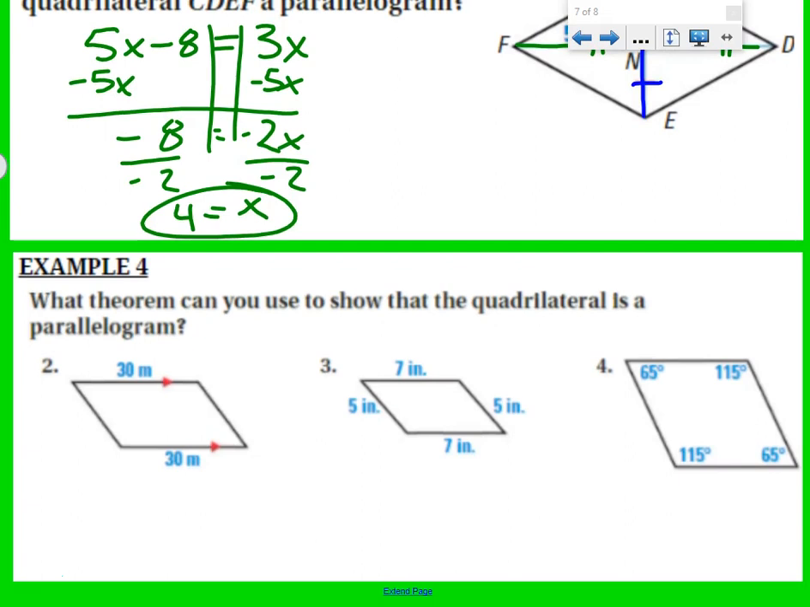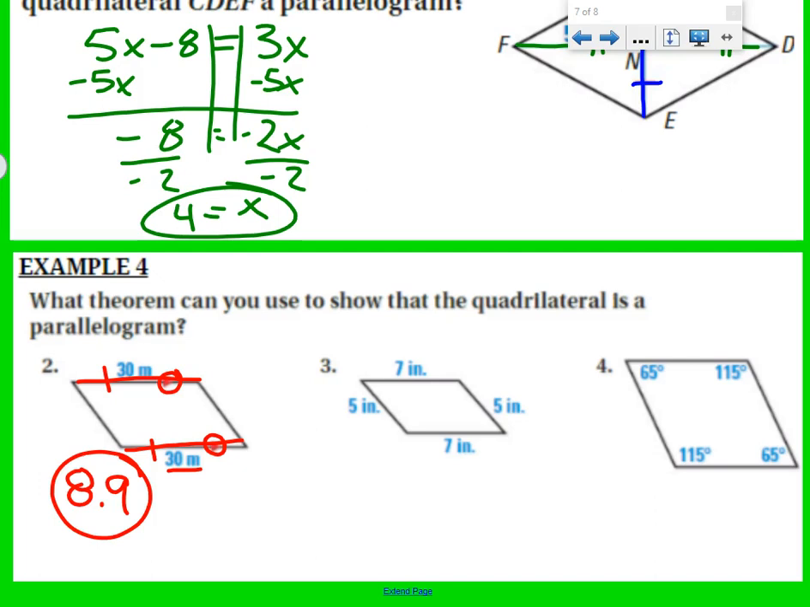Example 4, what theorem can you use to show that the quadrilateral is a parallelogram? So since we are proving that it is a parallelogram, we're using the theorems on the back side of our resource page. So for the first one, what do we know? Well, we know that these two sides are parallel by these little triangles here. And then we also know that they're congruent because they have the same measure of 30 meters, which means we can use theorem 8.9 to show that it is a parallelogram.